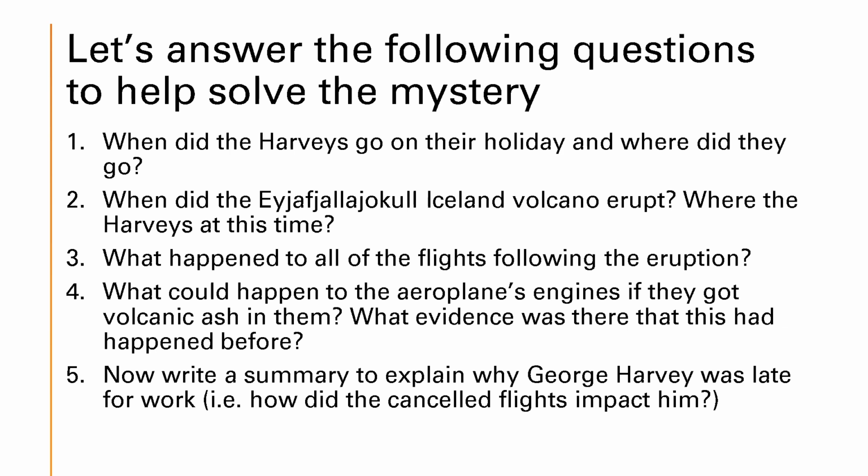So number three, what happened to all the flights following the eruption? Number four, what could happen to the aeroplane's engines if they got volcanic ash in them? What evidence was there that this had happened before? Remember, use specific dates. Tell me where that flight was. Tell me what volcano they'd gone through. Tell me the dates. Don't just say it went through and there was a problem before. Really expand upon those answers.